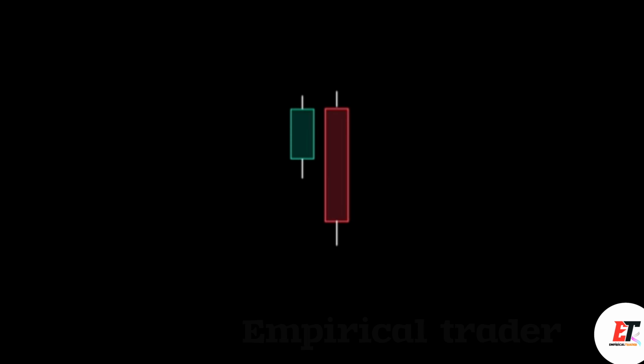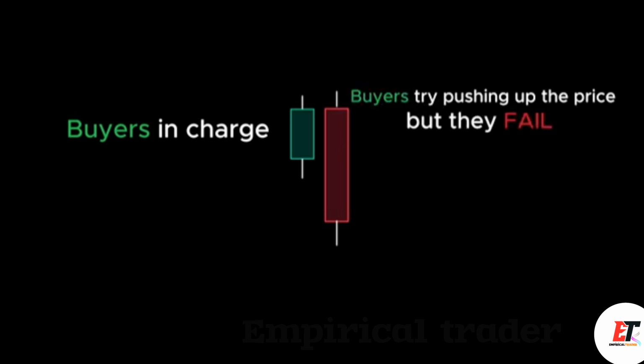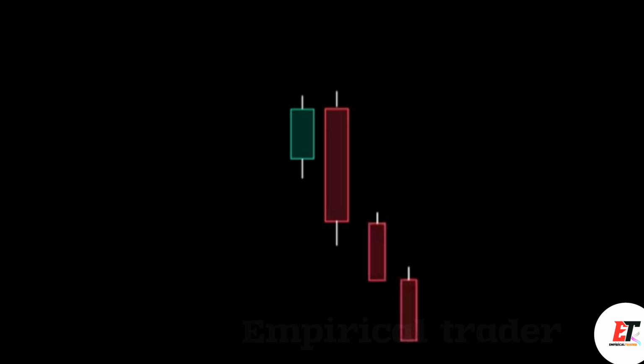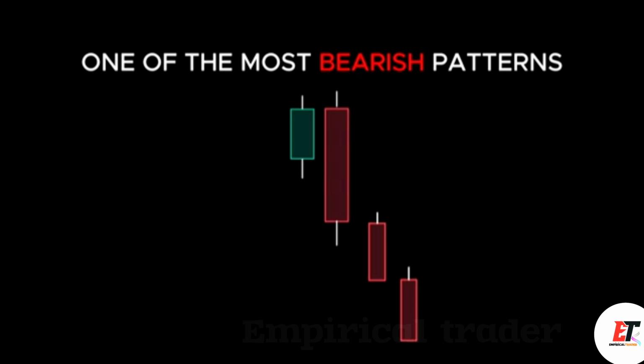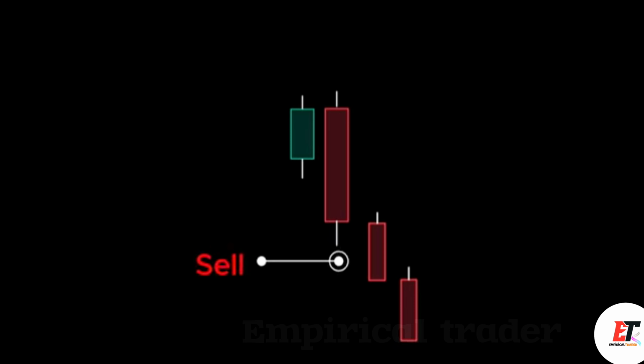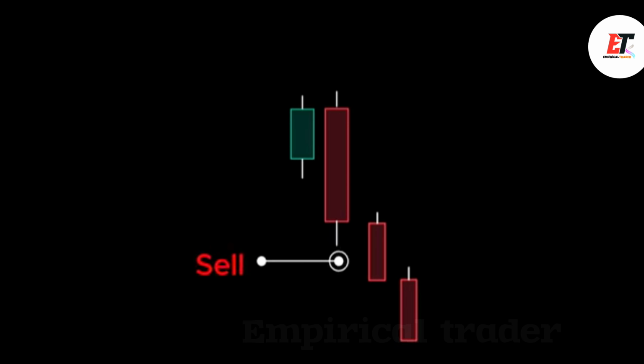The psychology of this pattern is as follows. The buyers were in charge, then on the next candle's open, the buyers try pushing the price to the upside, but there are a lot more sell orders placed, and price aggressively goes down. This is one of the most bearish patterns. We usually like to sell after a bearish engulfing candle, as it leads to higher chances of price continuing to the downside.